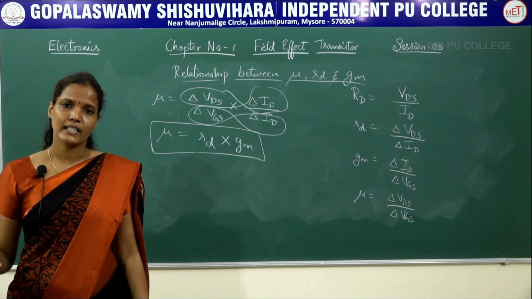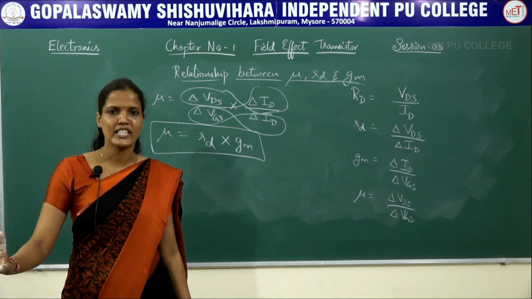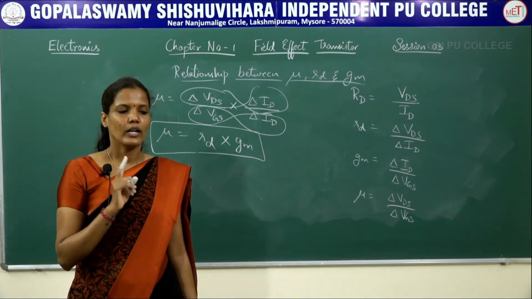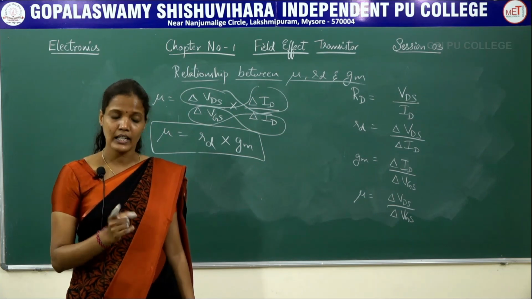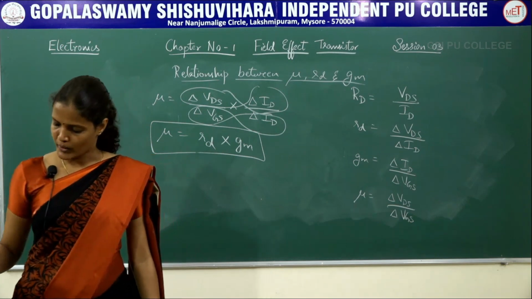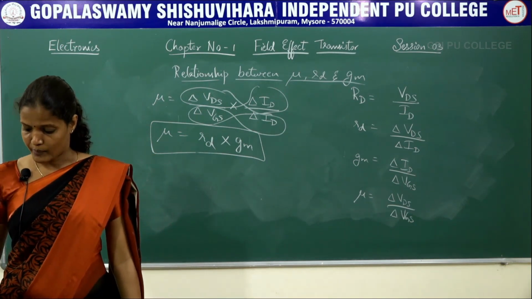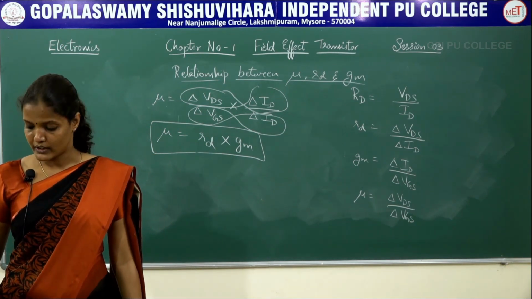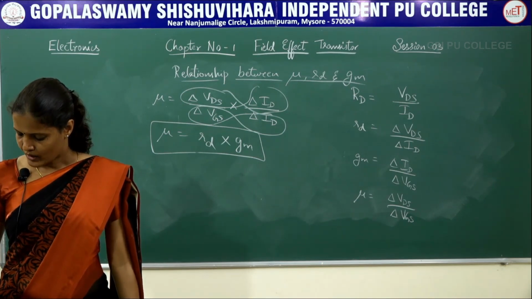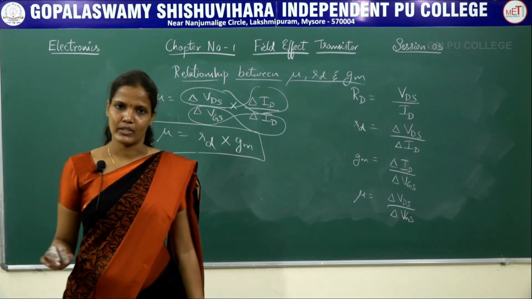Name the charge carriers in n-channel JFET. Majority charge carriers: in n-channel, electrons will be flowing from source to drain. So electrons are the charge carriers in n-channel. If asked about p-channel, holes are the charge carriers in p-channel JFET. Again, compare between FET and BJT. This is most frequently asked. At the last, explain the working of n-channel JFET.